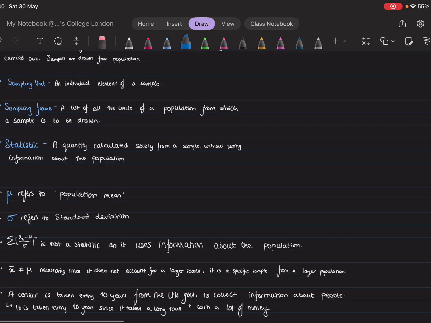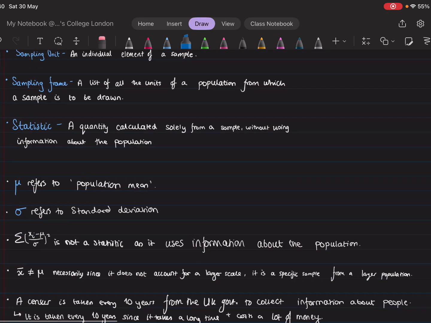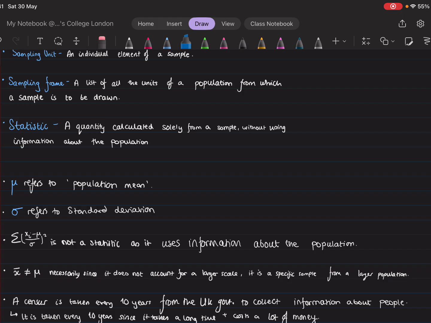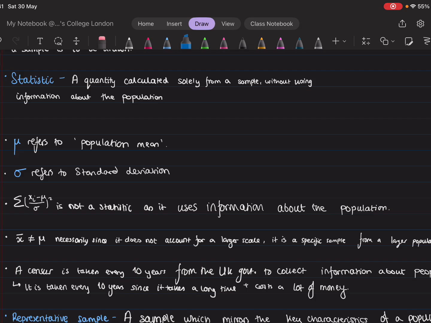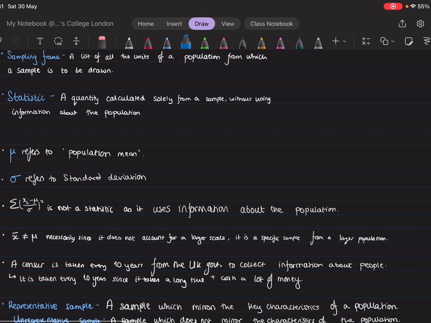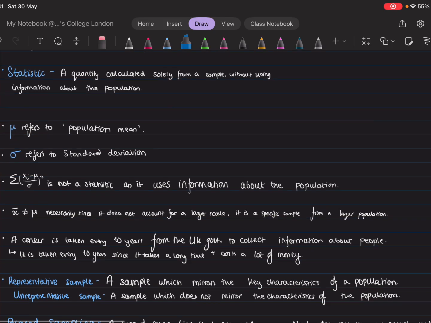Now going to some of the symbols. Mu refers to the population mean, which is very simply when you have your population, you calculate the mean. Sigma refers to standard deviation. If you make any calculations using information about the population, it is not classified as a statistic because, as we previously mentioned, a statistic can't use any information about the population.